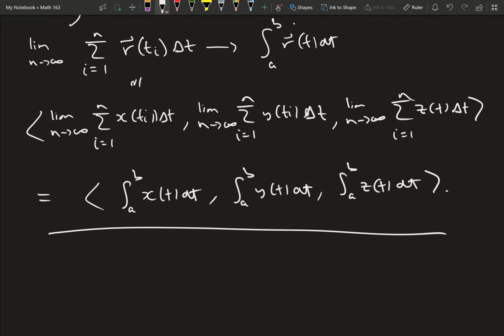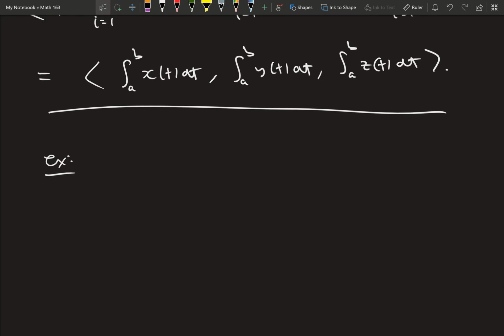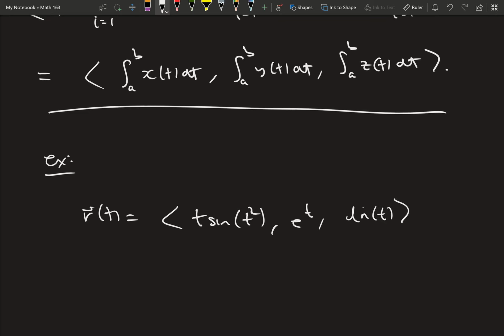Okay, so what I'm going to do from henceforth is just assume that the integral of a vector valued function is, and it's true, the integral of each component. So let's do a couple of examples here. We'll do one indefinite example, and then maybe a definite integral example. So let's take r of t to be t sine of t squared, e to the t, and ln of t. And let's find a general antiderivative.